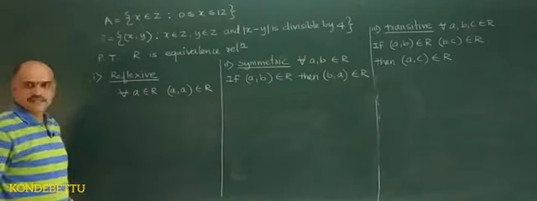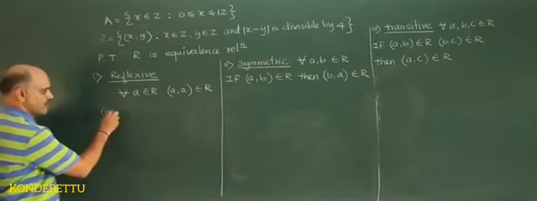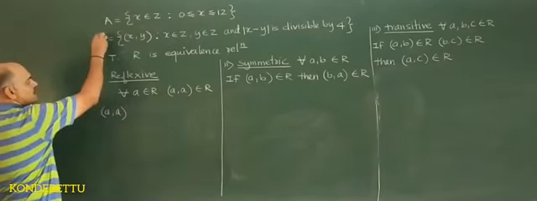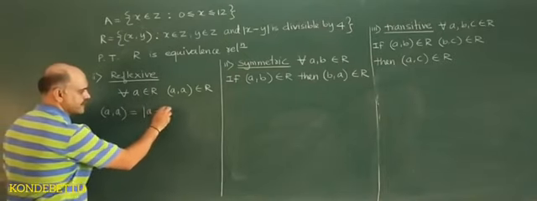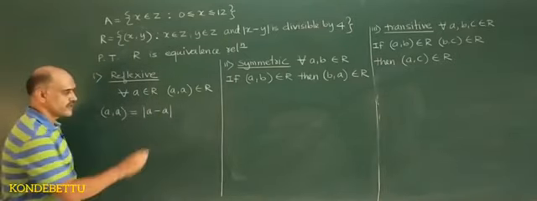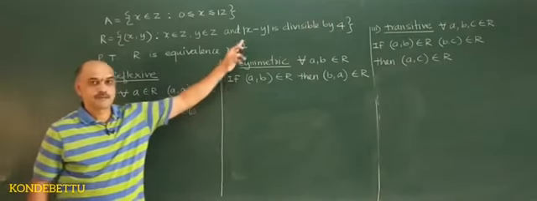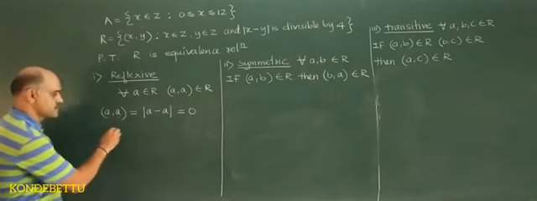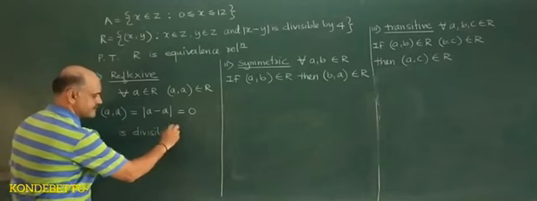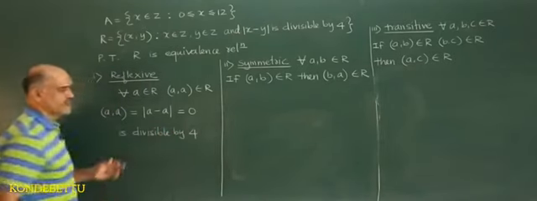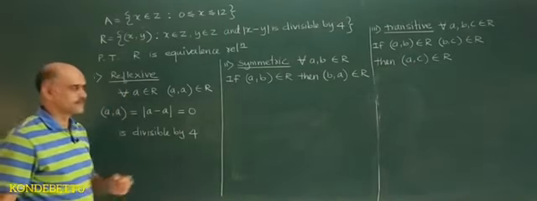So again the steps remain the same. So first if I take reflexive, so a comma a will be equal to mod of a minus a. Mod of a minus a will be equal to 0. 0 is divisible by 4, as I told in the last problem. So 0 is divisible by 4. Therefore it is reflexive.